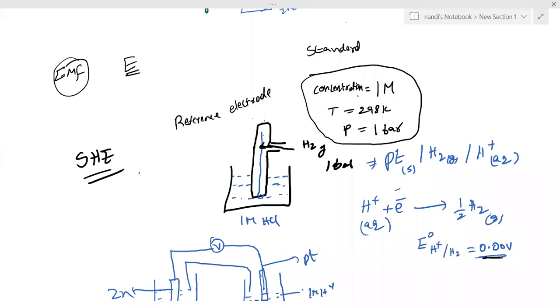Already yesterday I gave one point: we can't find out absolute or single electrode potentials. That point you noted down yesterday. We can't calculate single electrode potentials, or the absolute E naught value, but the difference we can calculate. That's the point we gave yesterday. So here also we are going to do that. I can't calculate the exact value by using a single electrode.